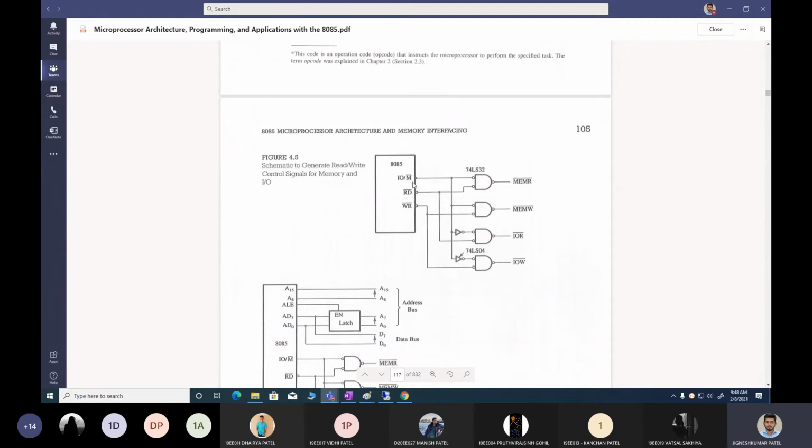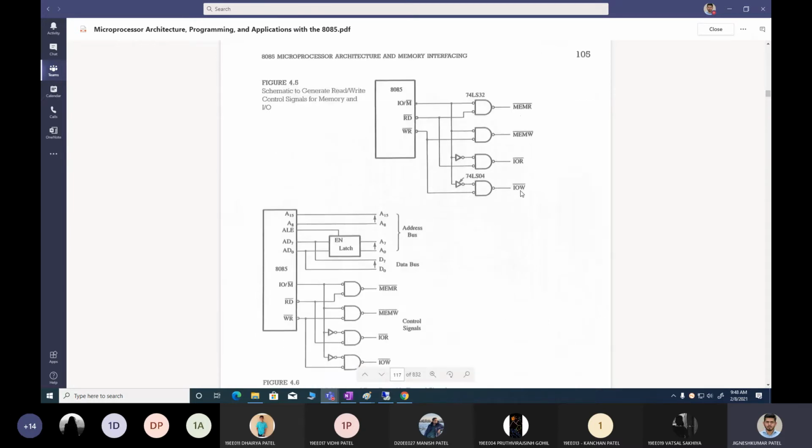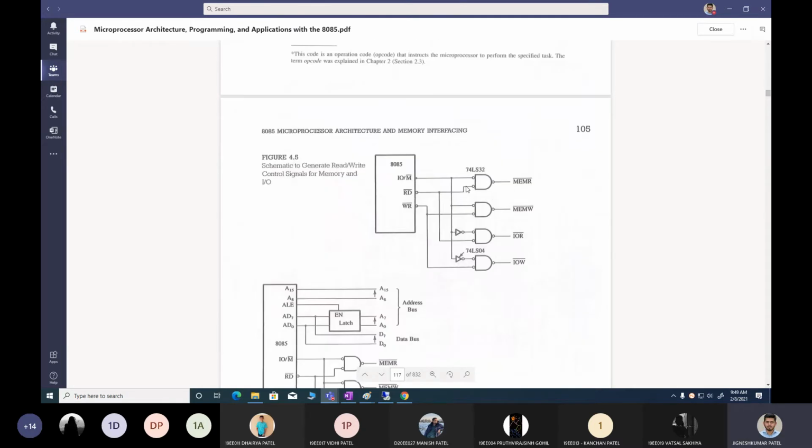We are generally combining IOM bar with RD bar and WR bar and directly using this signal as a single signal. Instead of multiple signals, we will just use a single signal and provide this to the enable pin of memory or input or output. So this is MEMR, that means this is a memory read signal. MEMW is the memory write signal. This is the input read signal, and this is the input write signal.